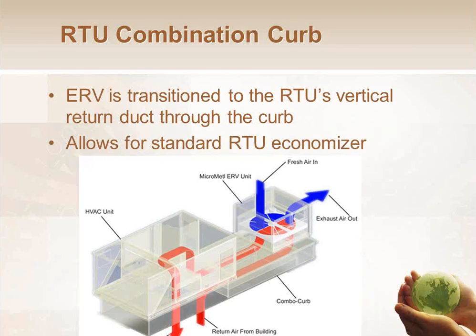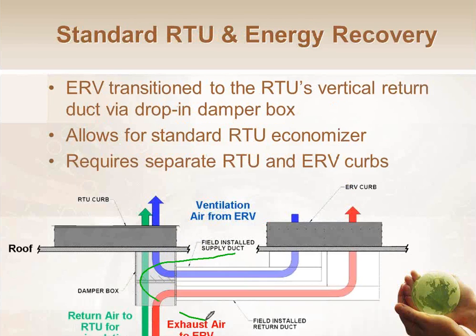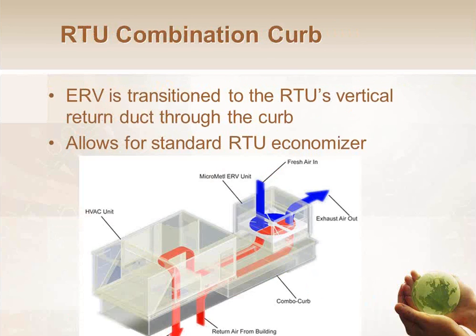I can also do that with what we call a combo curb, a combination curb, where that same exact ducting transition I showed you here is already built into the curb. So return air comes up, goes through the ductwork inside the curb, gets exhausted out the ERV wheel and gives up its energy. Fresh air comes in, picks up the energy, goes back into the curb, goes through that side of the ductwork, and then through the rooftop, heated and cooled as normal.